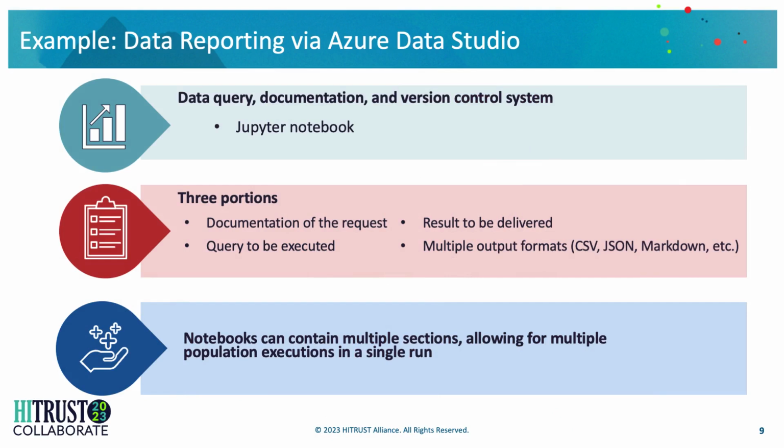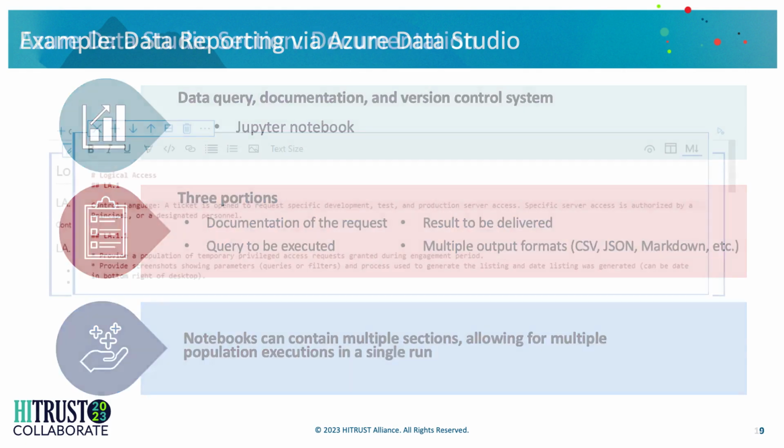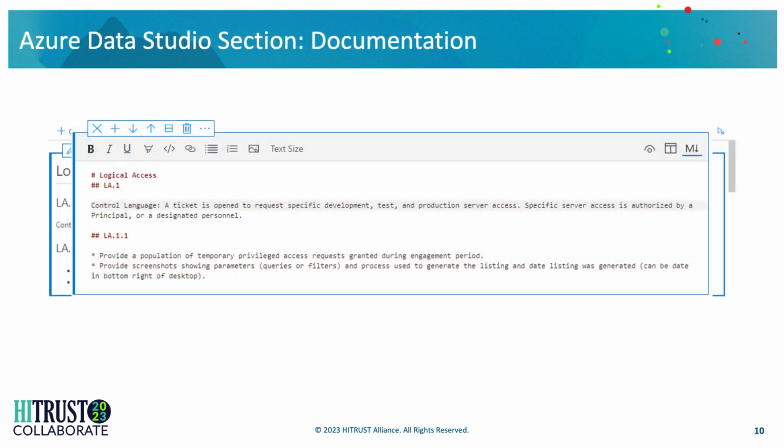So all of that can be captured, stored, and it's all text, which means that it's really nice and easy to throw into a version control system where you could have multiple people working on this data at the same time, these reports. So here's an example. This is logical access. These are languages that Zam sent me. He's like, I want a list of all of your temporary privilege access requests. That's the population. And so it's really simple.